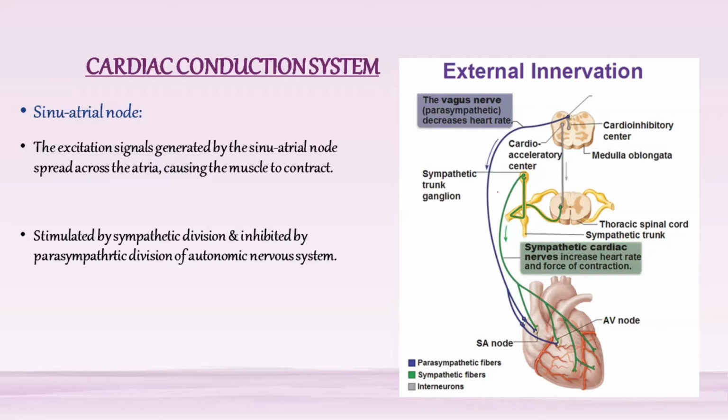As we have discussed that the impulses begin at the SA node. Now these excitation signals which are generated by the SA node spread across the atria, causing the muscles to contract. Now this SA node is stimulated by sympathetic division of the autonomic nervous system, which increases the heart rate and force of contraction, and it is inhibited by parasympathetic division, which decreases heart rate.